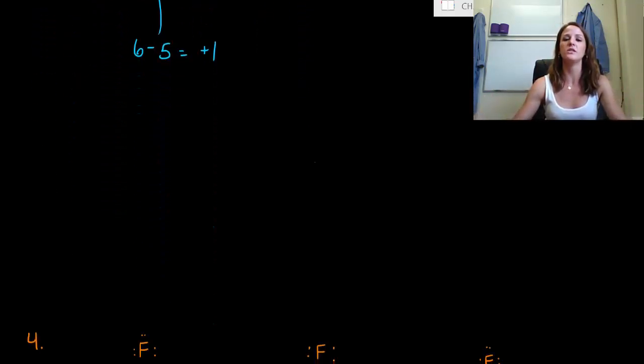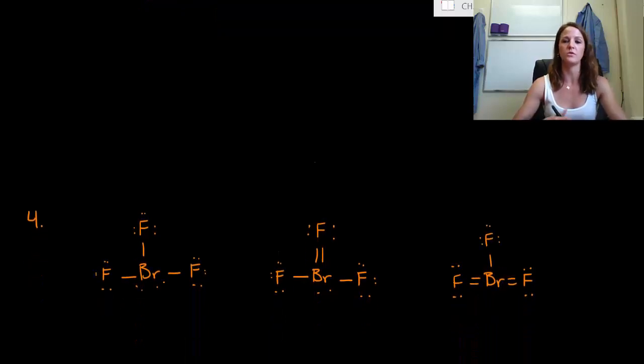All right, so now this last one is a little bit different. I've never done a problem like this with you before, so hopefully just take a second and kind of take it all in. I've drawn 3 different structures for you, and one of these is the best Lewis structure, and I need you to determine which one is the best one. And the best way to do that is by using formal charge.